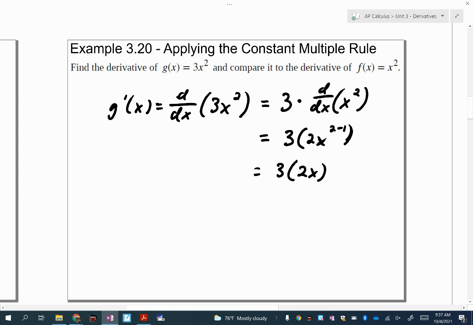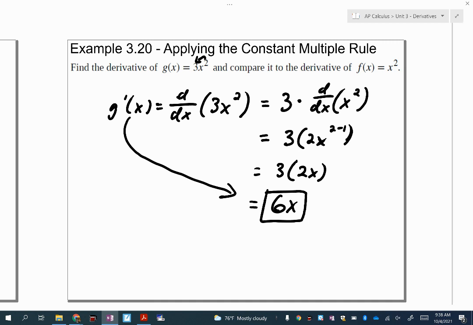Because 2 minus 1 is 1. So the answer is 6x, right? That is the derivative of g prime of x. Or I should say the derivative of g of x, which is g prime of x. And again, the way that I do this is I just take the 3, multiply by the 2 to give me that 6, and then subtract the exponent by 1.